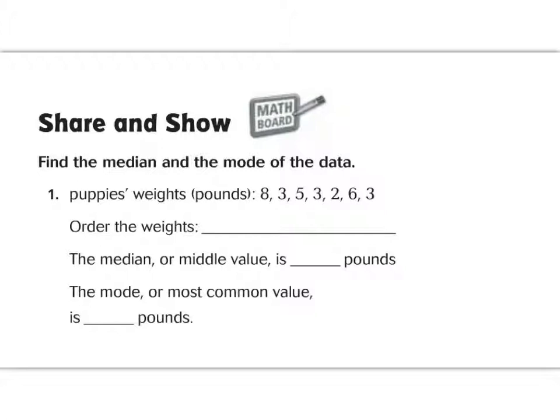Let's go ahead and start share and show number 1 together, and you'll finish it on your own. It says we're going to find the median and the mode. So remember, our first step is to order our numbers from least to greatest. So let's see, we have a 2 and 1, 2, 3 threes. Oh man, I can tell what the mode is going to be already. 3, 3, 3, and then a 5, a 6, and an 8. Your job is to find the median.